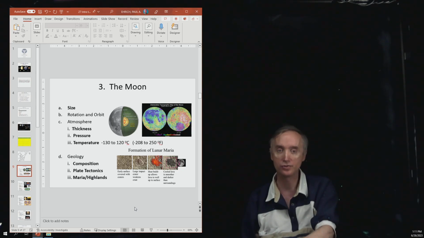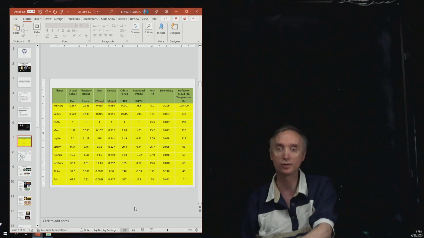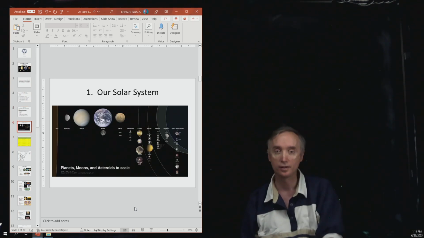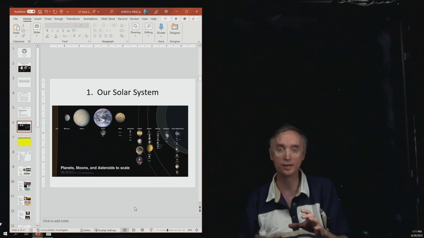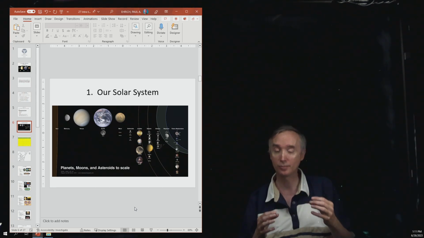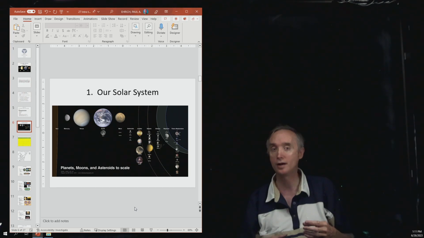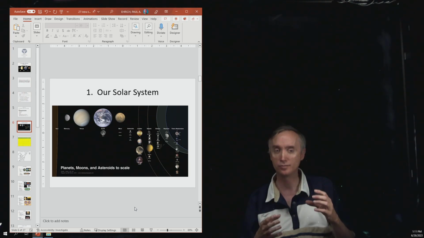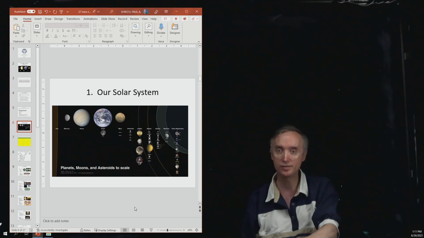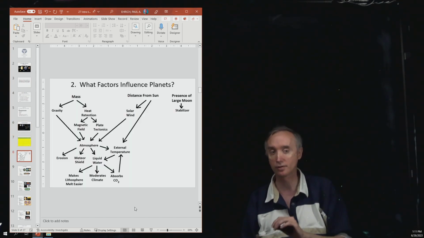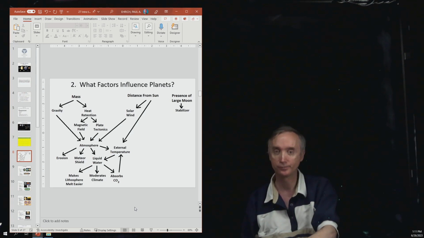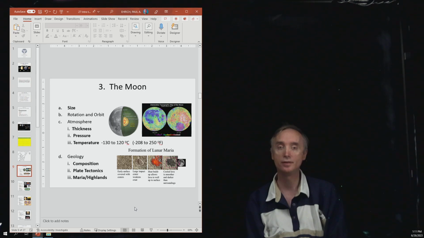So if we go back to our original picture here that shows the size of the Earth there, and then notice the size of the moon. So the moon is roughly 1/4 the diameter of the Earth. So it is big in comparison to the size of the Earth, but it's a small object. And we said that small objects are going to cool off very quickly. So size is going to be the number one thing that determines the fate of the moon.